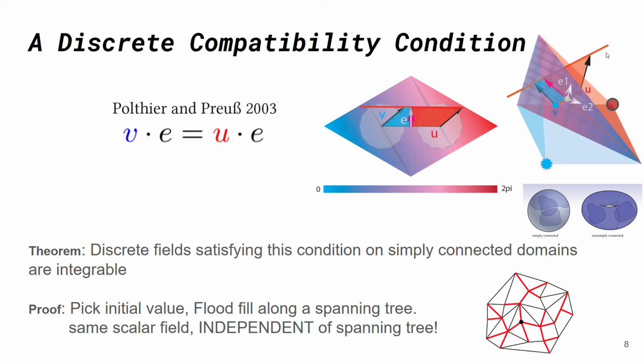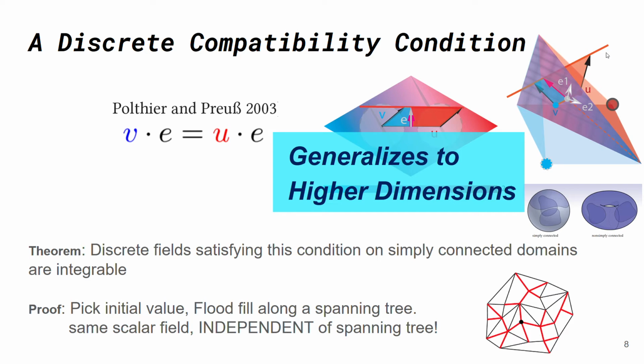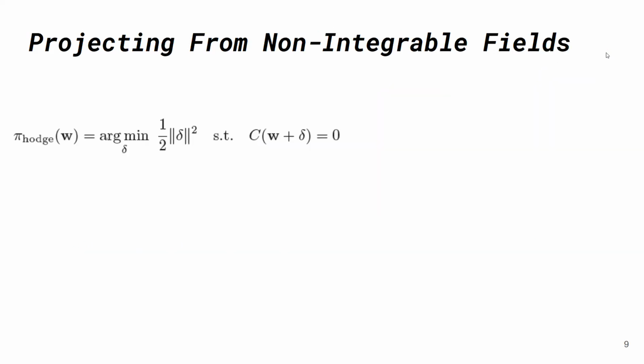And what's nice about this definition is it immediately generalizes to higher dimensions, where it just introduces an extra linear constraint per shared facet for each extra dimension that you add. And so now that we have this condition, we can note that integrability represented in this way is a linear constraint per shared edge. So we can write down a projection.